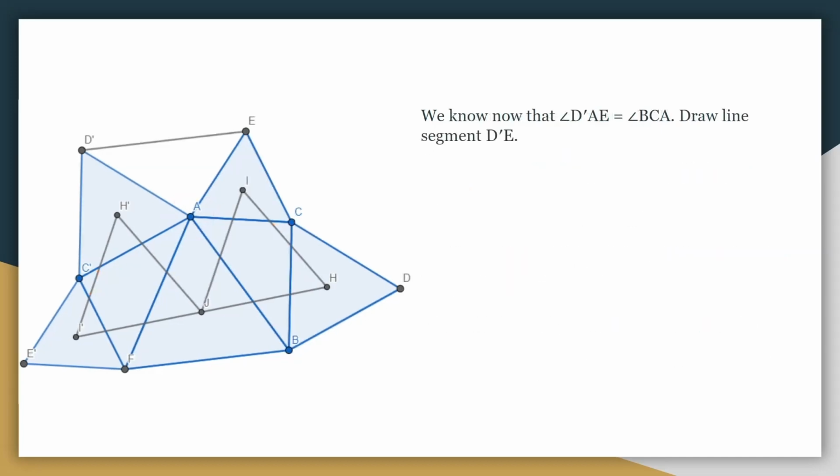Now, let's draw a line between points D' and E. Triangle AEC is equilateral, and triangle C'D'A is equilateral and congruent to triangle BDC. So from this, we can know that line segment D'A is equal in length to line segment BC, and likewise AE is equal to AC. From this, we can conclude that triangle ED'A is congruent to ABC by the side-angle-side criteria.